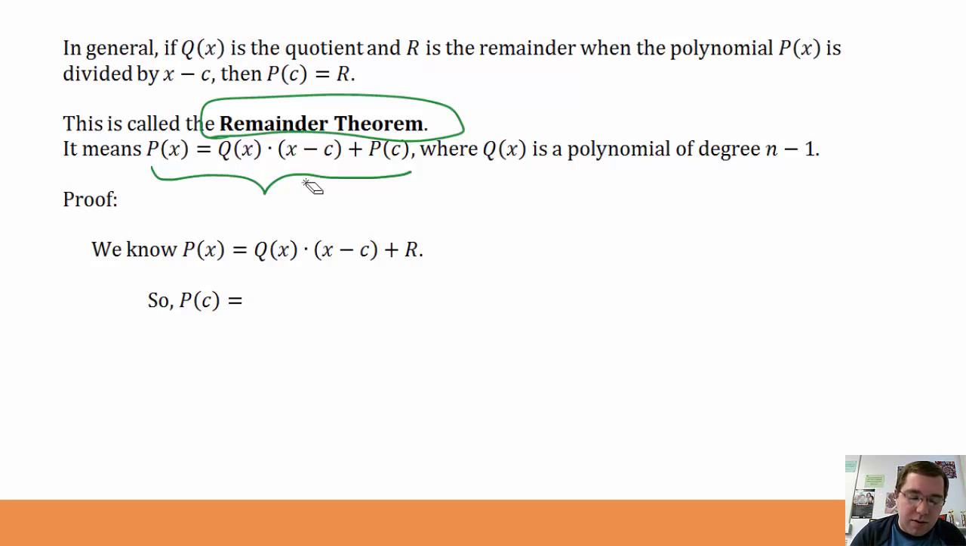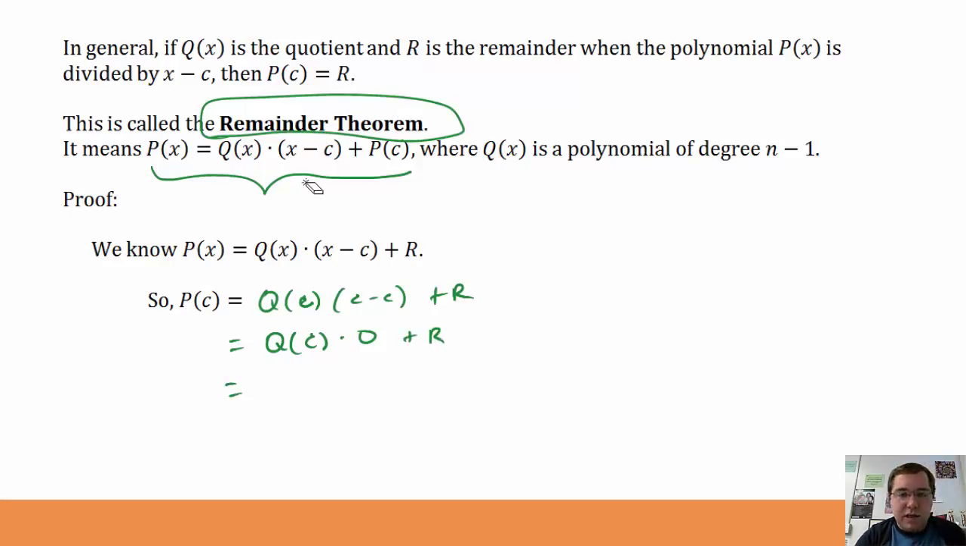That's the division algorithm. So that means p of c, if I plug in c for x, is going to be q of c times c minus c plus r. Well, c minus c is 0. So this is q of c times 0 plus r. And q of c times 0 is 0, plus r means r. So p of c equals r. And that's exactly what the remainder theorem said I should get.